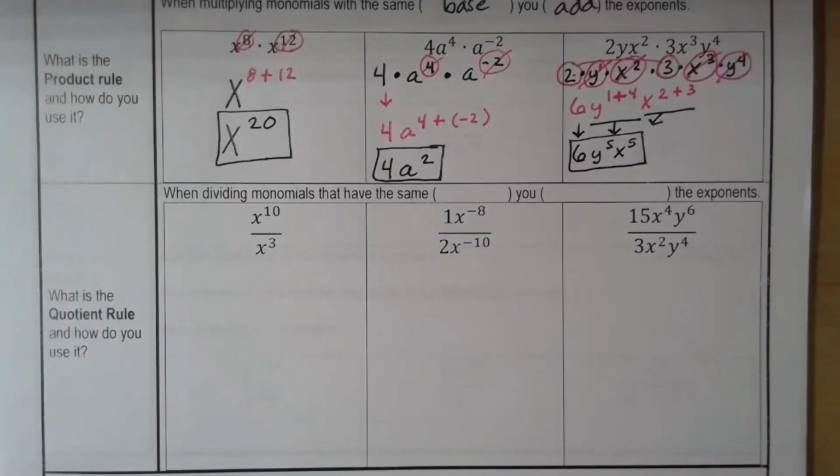Now we're going to look at how we can use the quotient rule. And necessarily, what's our question? What is the quotient rule? And how do we use it?